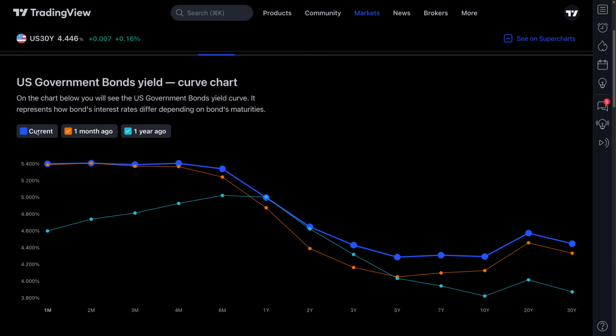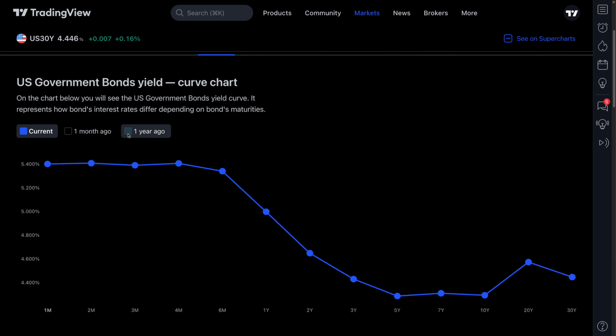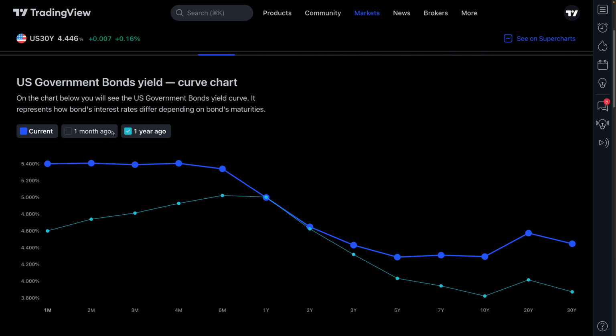The blue line is the current yield curve. The orange line is 1 month, so this shows you how the yield curve has changed over the last month, and the teal line is 1 year, and you can unselect these as needed. So if you just want to see the current yield curve, you have current. If you want to compare the current to 1 year ago, you can do exactly what we just did by unchecking or checking these boxes.